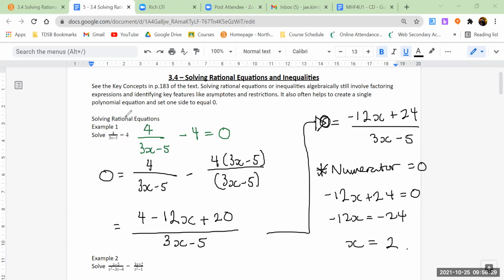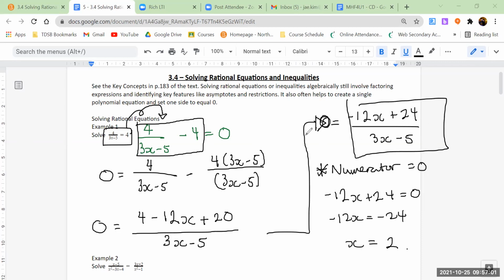I'll say it one more time. The question was, when is this statement true? So the question said, when is 4 over 3x minus 5 equal to 4? That's the same as saying, when is 4 over 3x minus 5 minus a 4 equal to 0? Which is the same as saying, when is (4 minus 12x plus 20) over 3x minus 5 equal to 0? You see it? So when is this fraction ever equal to 0? When the numerator equals 0.